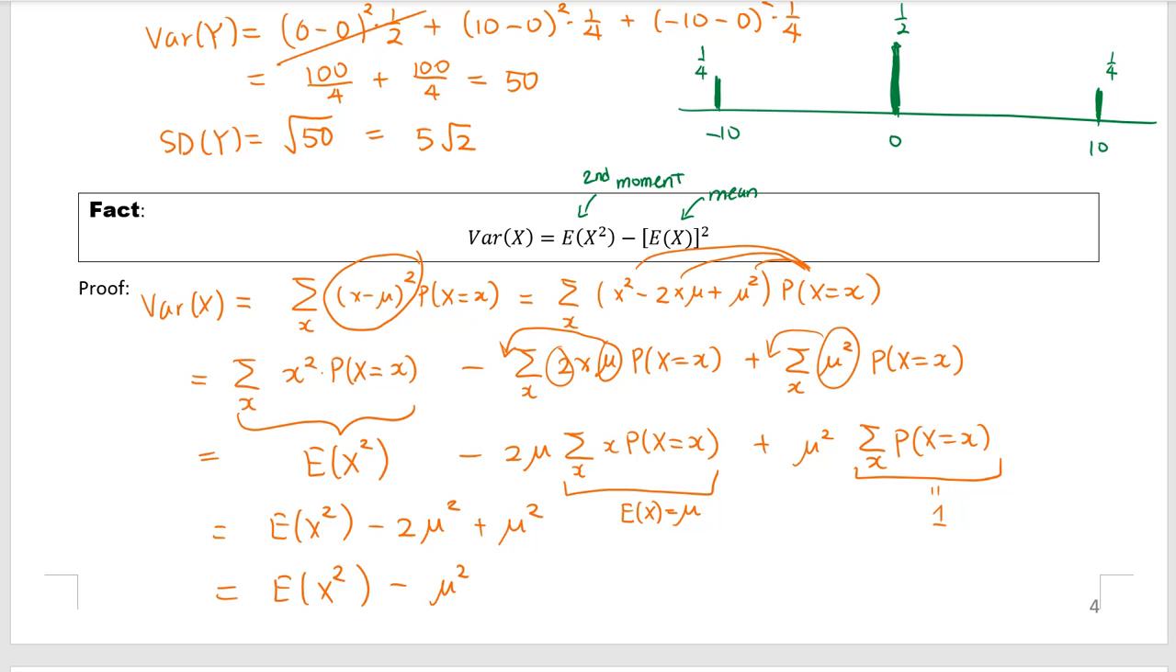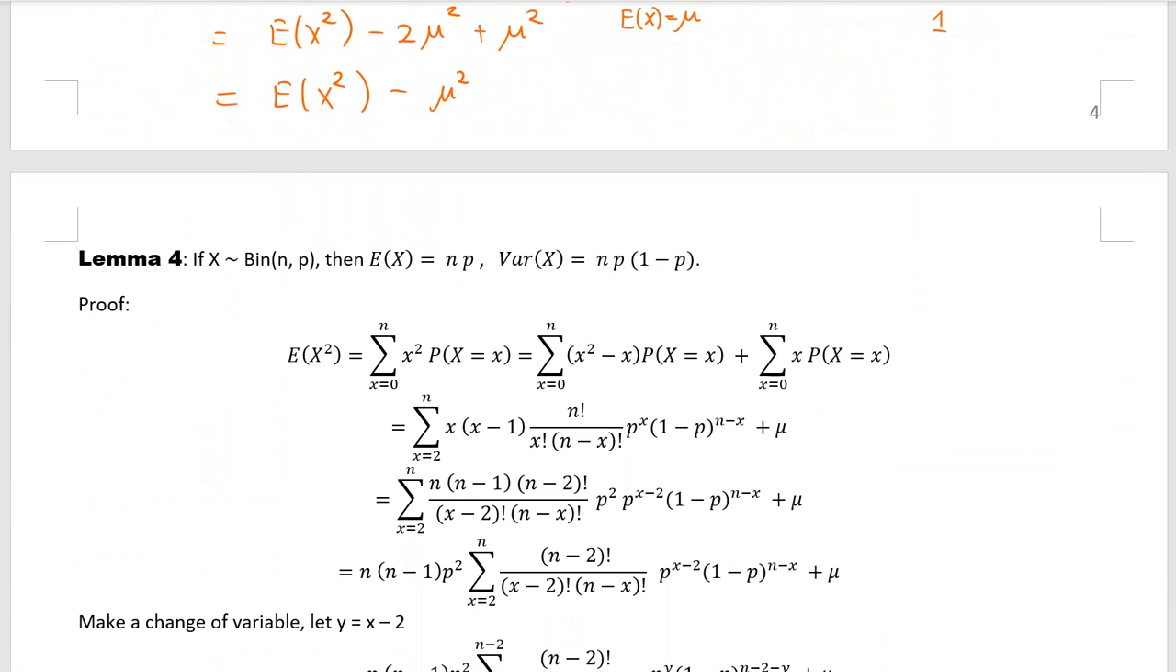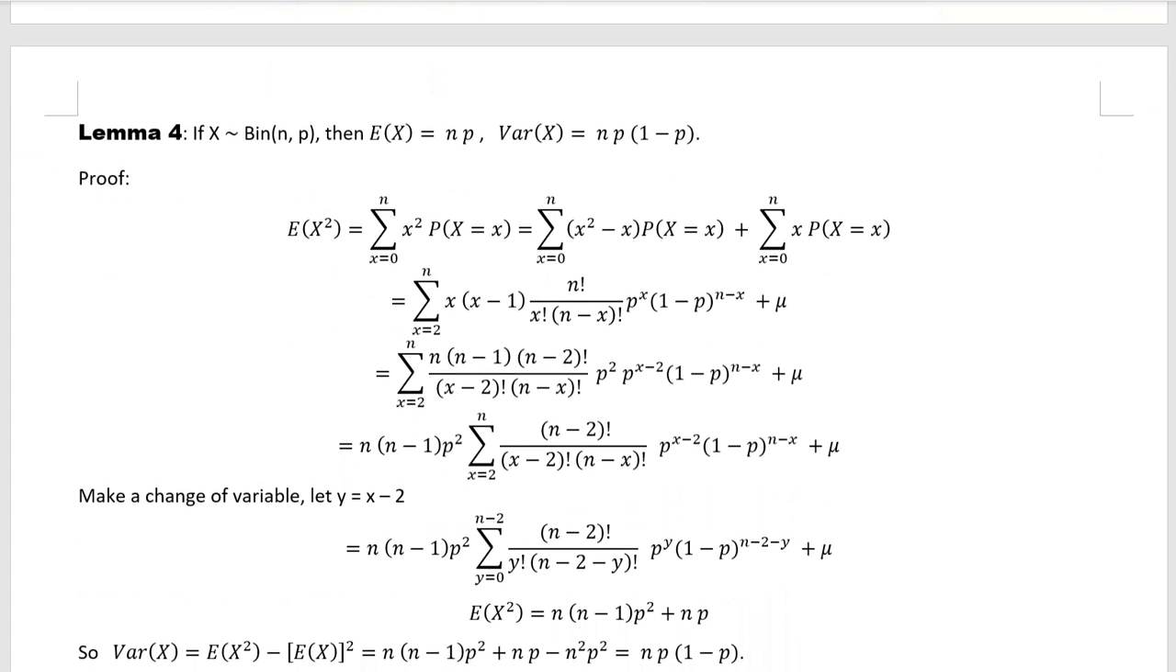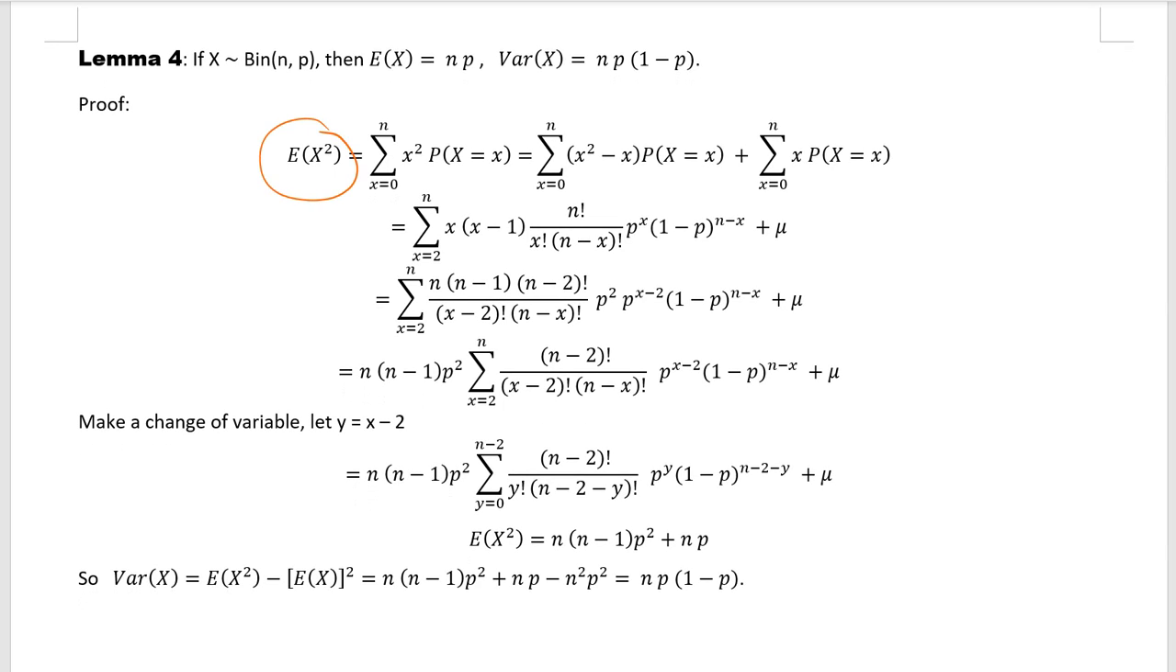Right, everyone? So far, so good? So this formula is very important. Okay. Next, lemma. If x has the binomial distribution, then the mean equals n times p, and the variance equals n times p times 1 minus p. And how do we prove it? We compute the second moment, and then we use the second moment minus the mean squared. So that's why that formula is very important. We can use it to prove the formula for the variance of the binomial distribution.